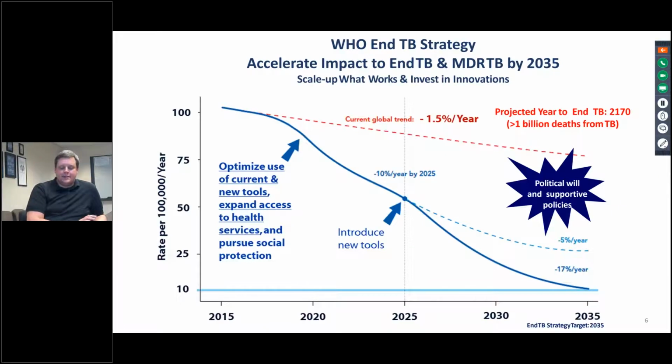We're standing at a pivotal moment at this time for TB. The World Health Organization's End TB strategy has set bold and ambitious targets to reduce TB mortality by 95% by 2035 and reduce TB incidence by 90% by 2035 compared to 2015 levels. However, with current global trends, TB is projected to end by 2170, by which we will have seen over 1 billion deaths from tuberculosis. We can reach the goals for ending TB in 2035 by optimizing the use of current and new tools for all people through universal access to healthcare and social protection, by introducing the use of new tools such as vaccines, drugs, and treatment regimens for active disease and for latent TB infection, and through political will and supportive policies.